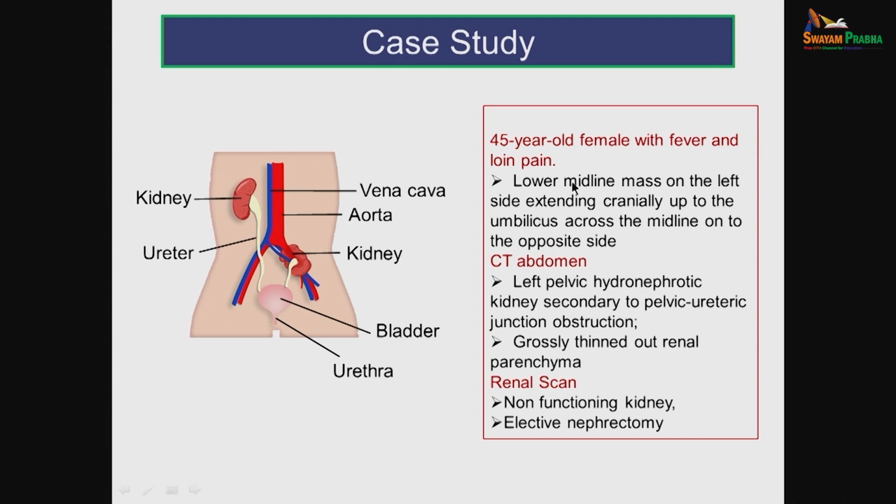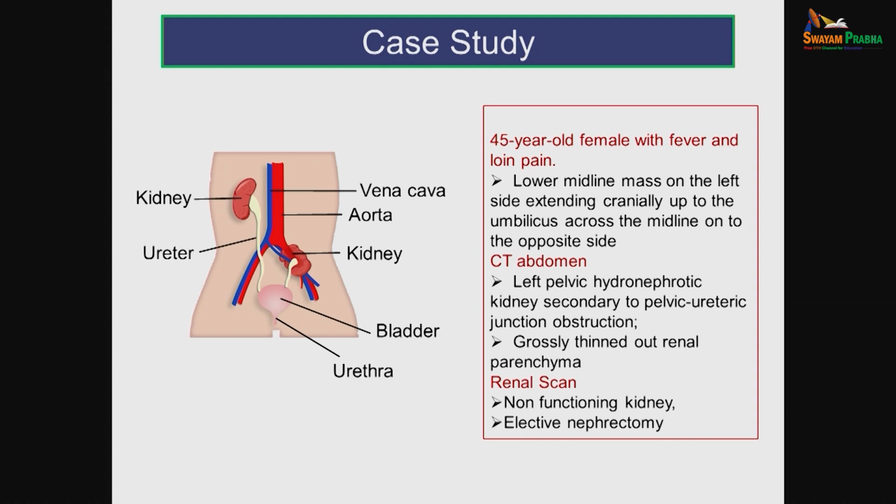A 45-year-old female presented to the OPD with fever and loin pain. The examining surgeon noticed a lower midline mass on the left side of the abdomen, extending cranially up to the umbilicus, across the midline onto the opposite side. A CT abdomen was done which showed left pelvic hydronephrotic kidney, which was secondary to pelvic-ureteric junction obstruction.